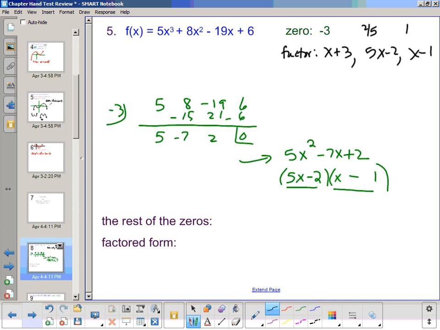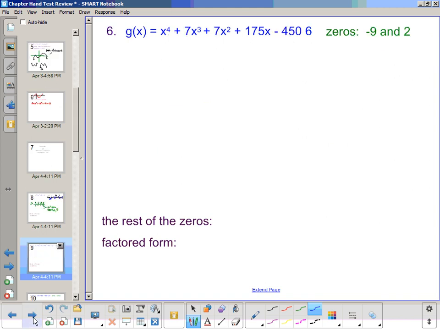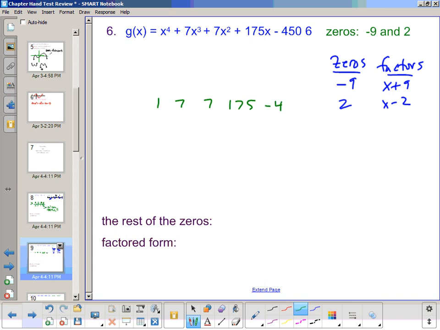So here we have the rest of the zeros, and then expressing it in factored form, there we'd have it. Okay, the next one, since we have zeros of -9 and 2, then for sure we're going to have factors of x plus 9 and x minus 2. So let's divide to confirm that we do have those factors, and then to make it easier to continue factoring. And I just noticed here I've got that extra little digit that I'll get rid of.